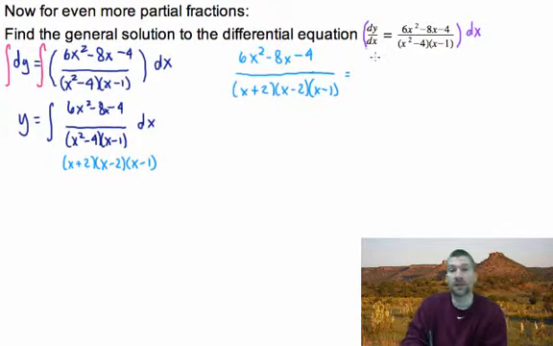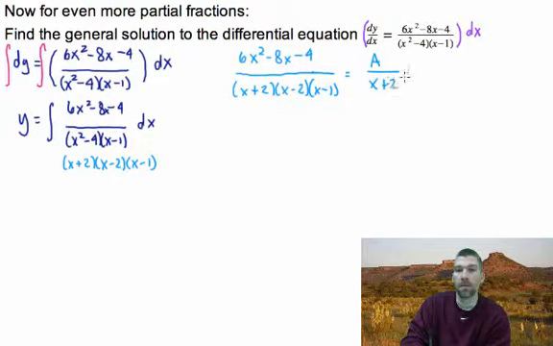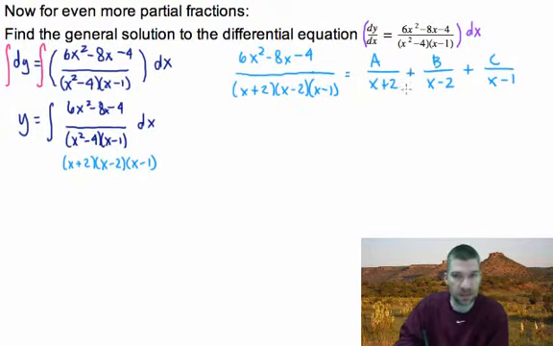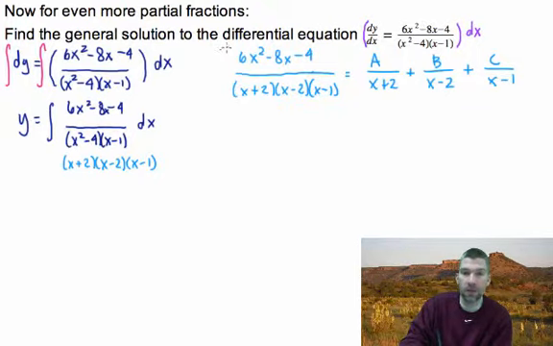So when we do our partial fraction decomposition, we're going to end up with a over x plus 2 plus b over x minus 2 plus c over x minus 1. And don't forget, like I did on the last problem, keep up with these minus signs down here. It'll make a difference, okay? We're going to multiply the whole equation by the denominator, okay? The whole equation by x plus 2, the whole equation by x minus 2, and the whole equation by x minus 1.